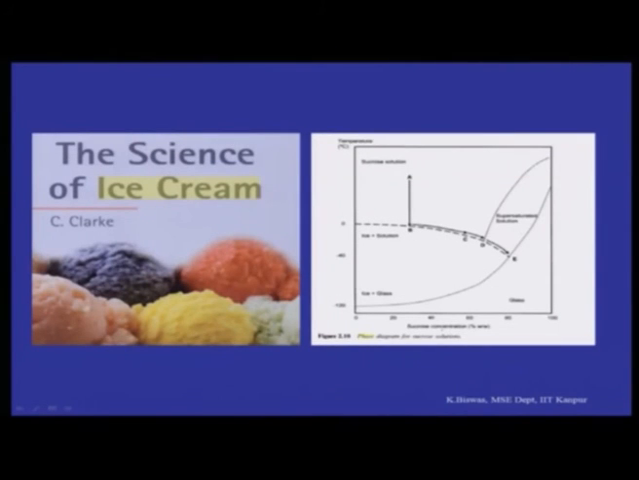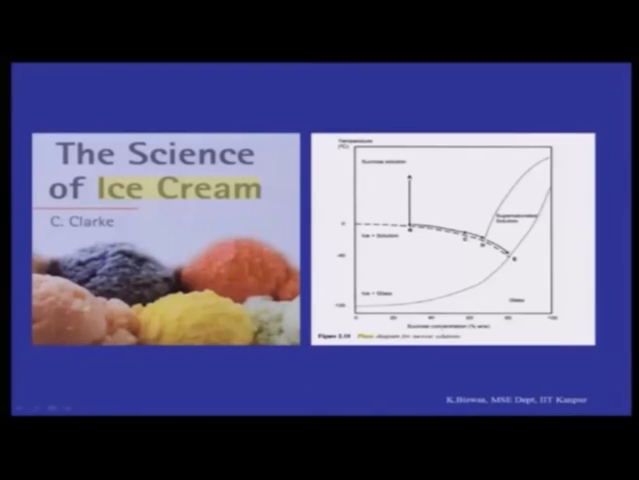So at the end I would like to say that phase diagrams are not only a unique feature of metallurgy, they are used extensively in the food industry. There are books like this one by Clark on the science of ice cream, and you can see this is a phase diagram for ice cream, temperature versus sucrose concentration, and how ice cream is made. That is a really big invention for humans.